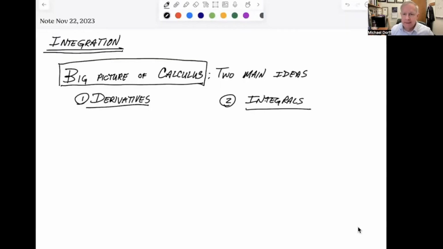Today we're going to start talking about integration. Before we do that, let's do an overview of calculus. Now, there are two main ideas in calculus: derivatives and integrals. We've been talking about derivatives.